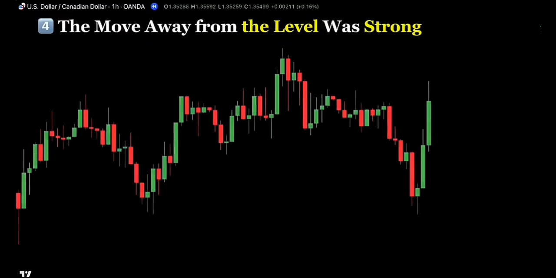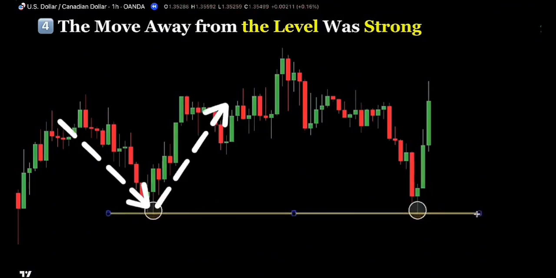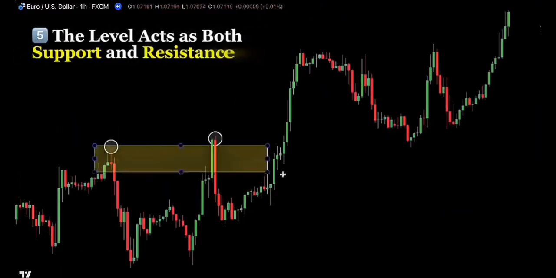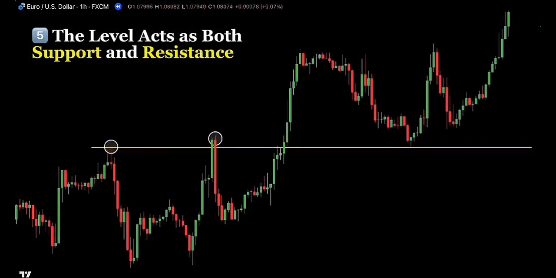The move away from the level was strong. Not all support and resistance levels are created equal. A strong level will cause a significant price reaction, not just a minor hesitation. Looking at the chart, we see that each time price touched this level, it moved away aggressively. The bigger the move, the more traders reacted at that level. A strong rejection confirms that buyers or sellers stepped in with force, making it a more reliable zone for future trades.